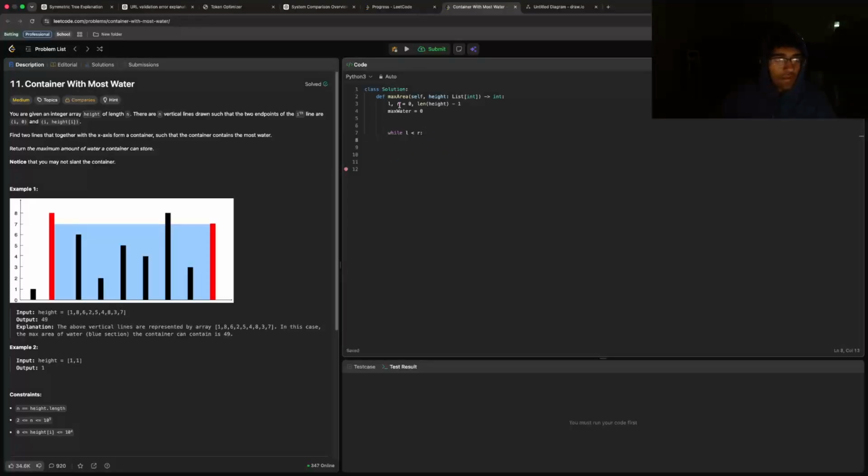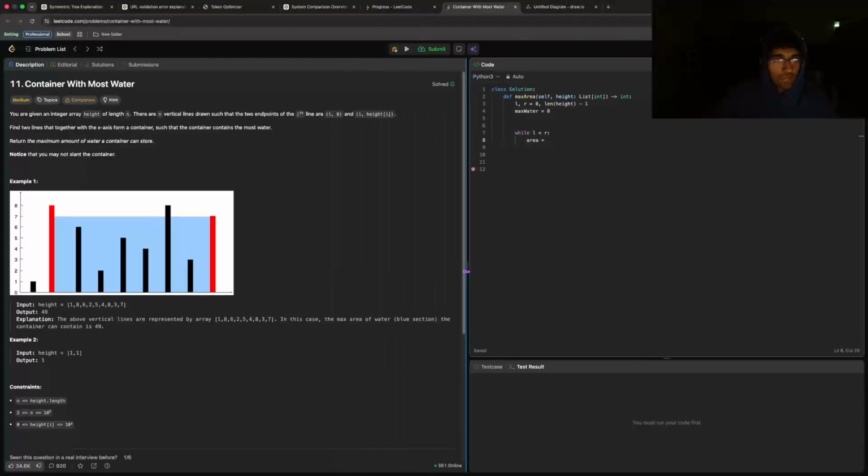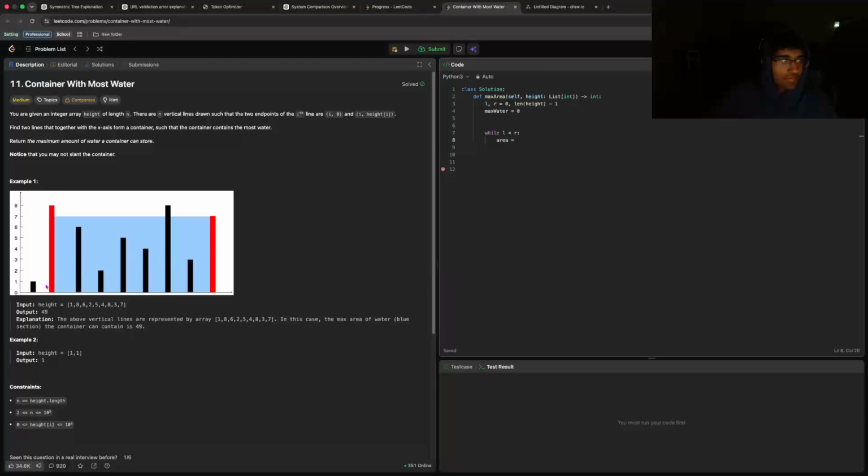So while it is still searching for two valid parameters, we're going to have a given area. Area equals, and we determined that area would be the width times the height. In this question, we have the width as indices, and the indices are these two. So we could say R minus L, because we'll have a positive value in doing so. And then we'll multiply this by the height.